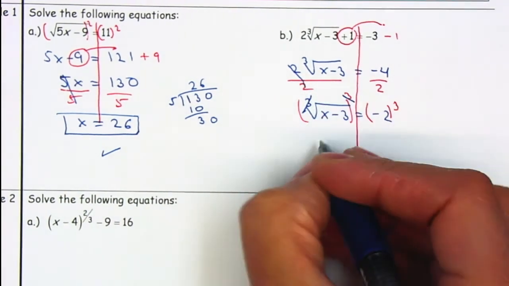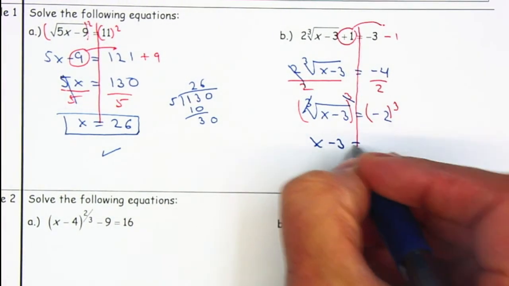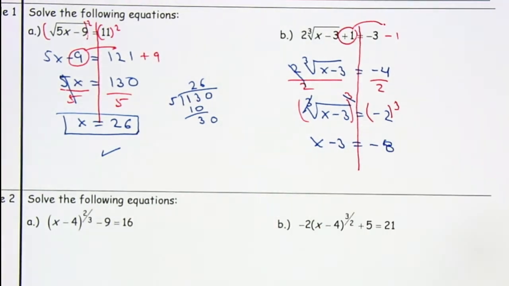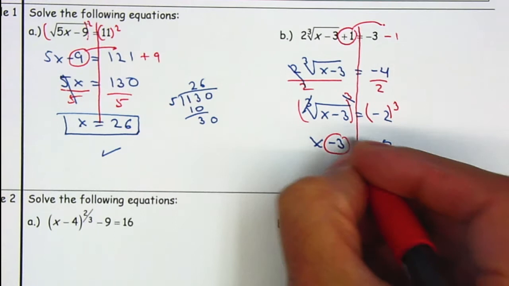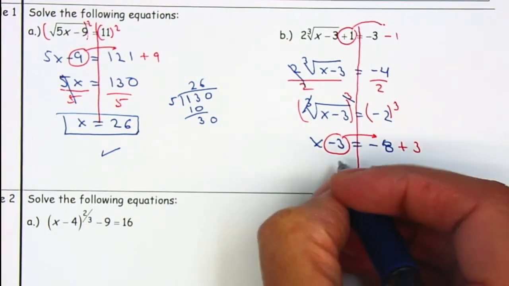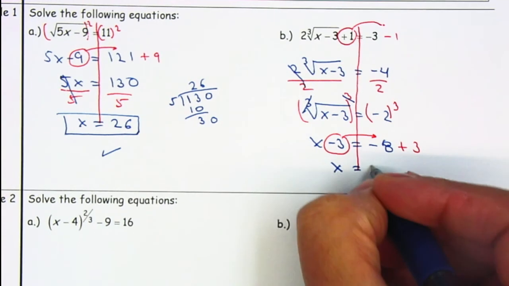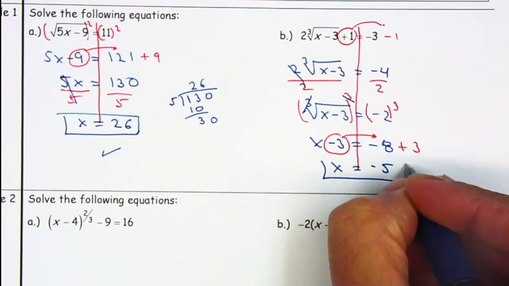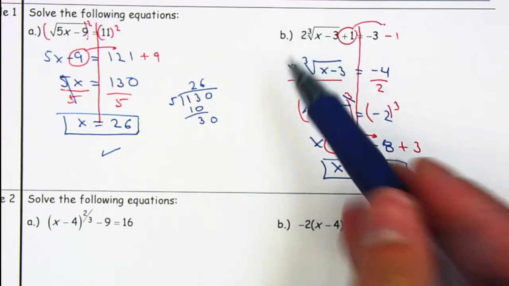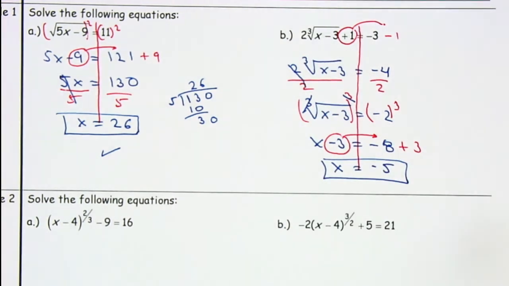This will cancel. I have x minus 3 is equal to negative 8. Negative 2 times negative 2 times negative 2 is negative 8. And the last step, I'm going to move my 3 to the right, becomes a positive 3. Or just add 3 on both sides if you want. So that'll be giving me x equals negative 5. Ideally, you want to be able to double check your answers, plug it in. And we're going to be doing that on example number 3.